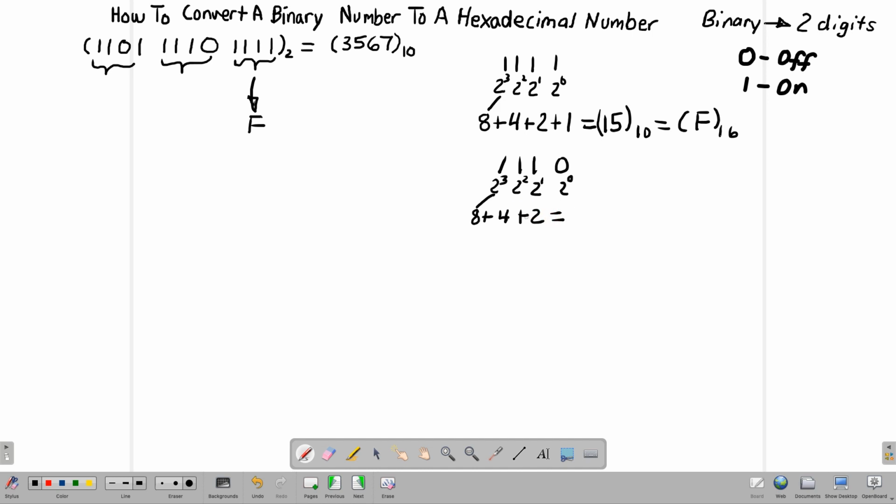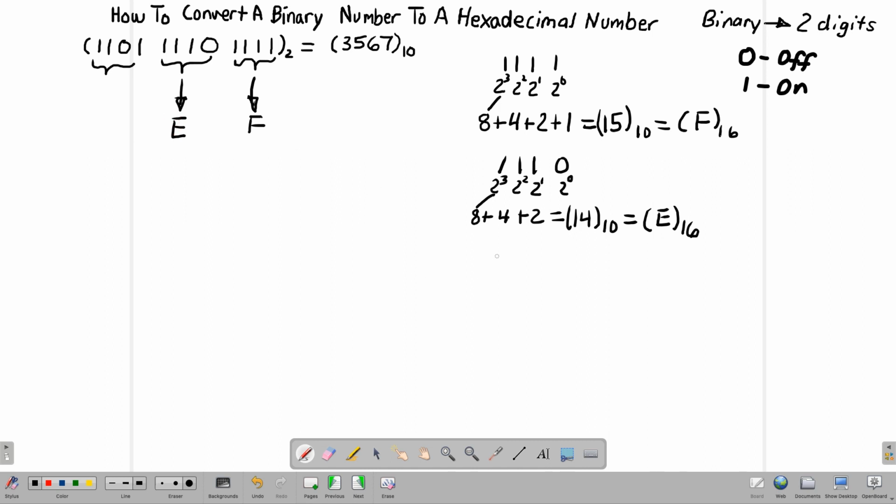So we add up 8, we add up 4, we add up 2. What we get is a value. Let's see, 8 plus 4 is 12, and you add 2, you get 14. So that's 14 represented in the decimal system, which is equivalent to E in the hexadecimal system. So that says that this group here is represented by the letter or the value E.